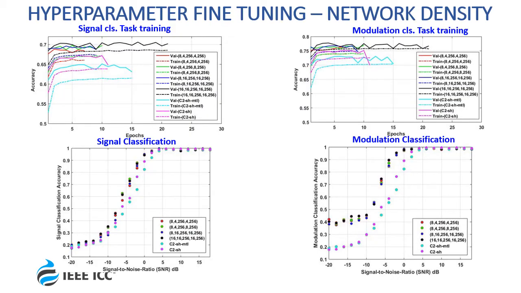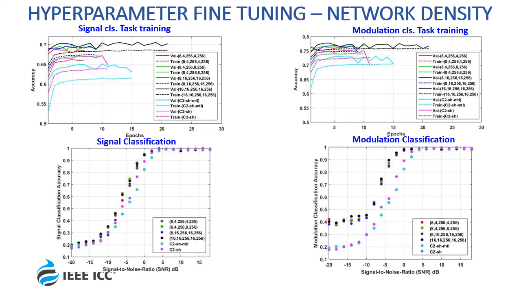These graphs here show the training on the signal classification and modulation classification, as well as the performance on varying SNRs. As you can see, the legends here show 8-4-256, for example. 8 represents that in the shared branch we are using 8 convolution filters, and for all the filters we are using 3x3 kernel size. 4 and 256 indicate the number of convolutional filters in the task-specific branch and number of neurons in the fully connected layer of the task-specific branch. So 4 and 256 represents 4 convolution filters in the task-specific branch for both modulation and signal classification, and 256 neurons in the fully connected layer of the task-specific branch.